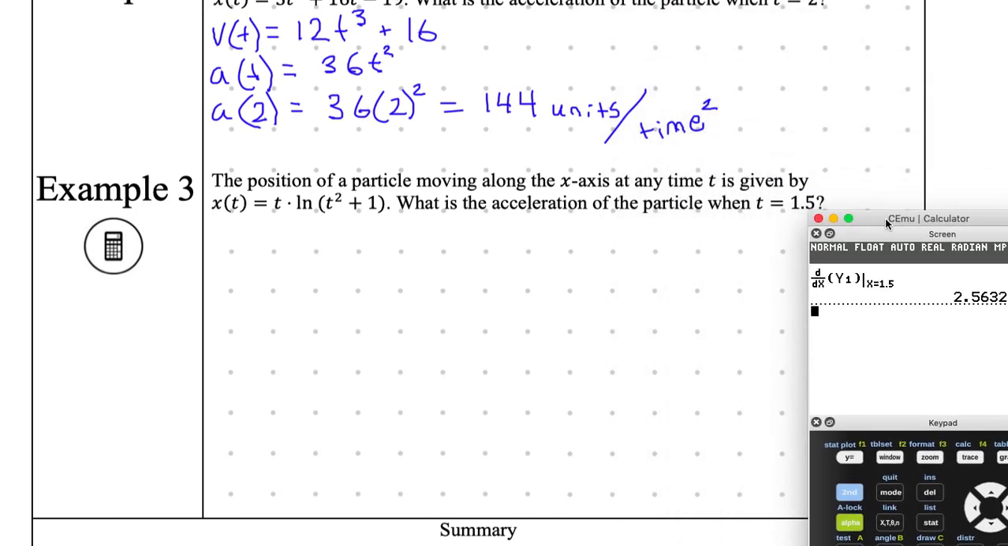So I come back here and I say, can we change this problem to make it a little bit easier? Yeah. Let's change this to velocity. Okay.